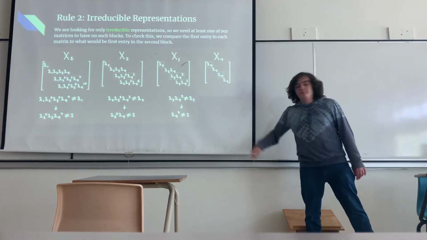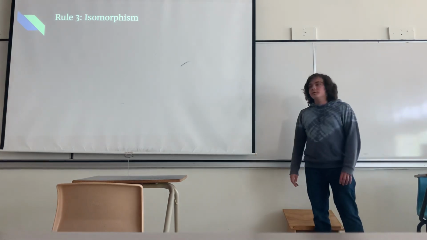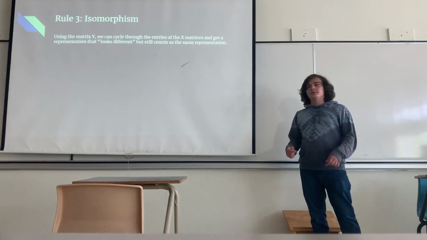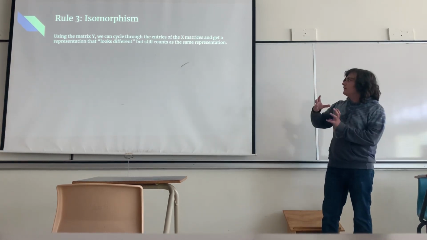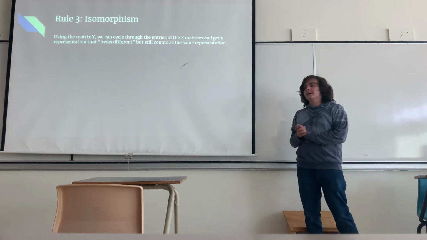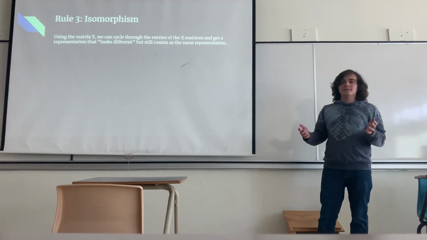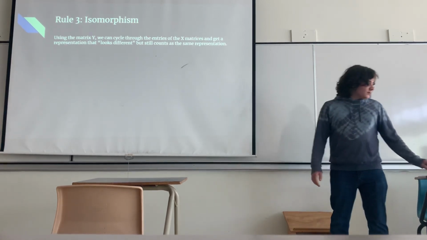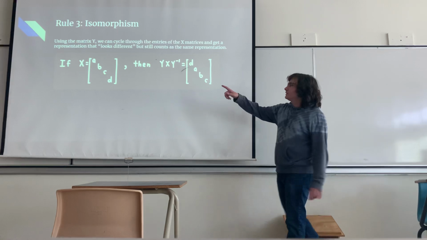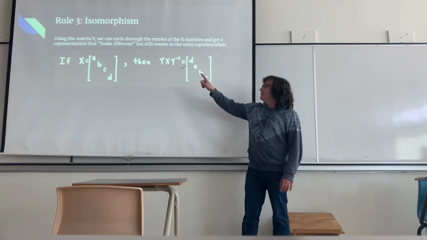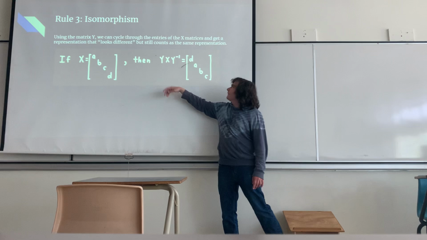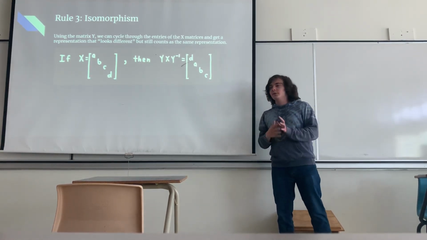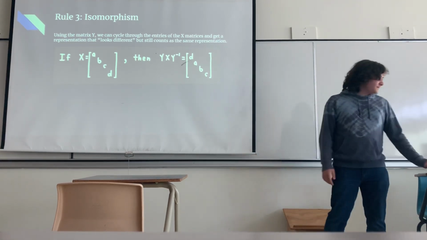We just need one of these to not be true. So the third rule talks about isomorphism of these representations. Using our matrix Y, which again acts like a cycle, we can rotate through the entries in the X matrices and get something that looks different, but we don't want to count it as two different things, even though they look different, because they came from the same place anyway. So what that looks like, if we take this matrix X and say it has entries A, B, C, D, then you can do this action with Y and you get D, A, B, C. Obviously that looks different, but they came from the same place, so we don't want to count them as two different things. Okay.